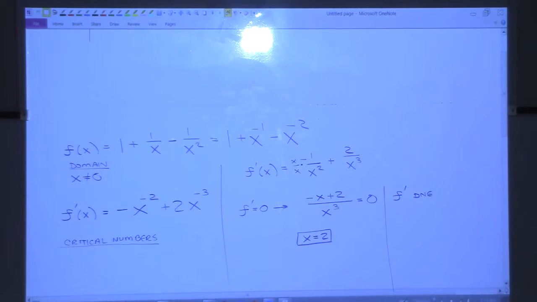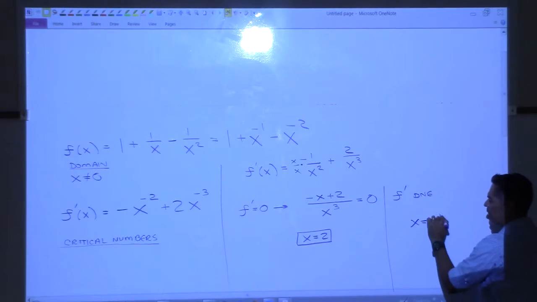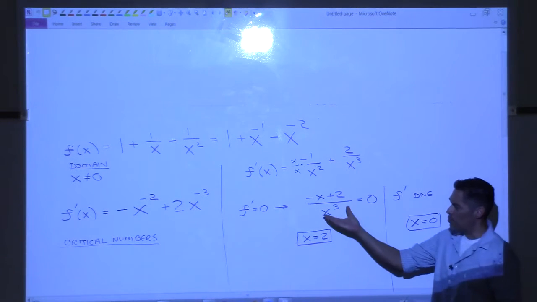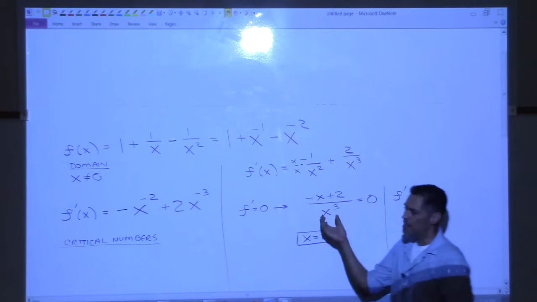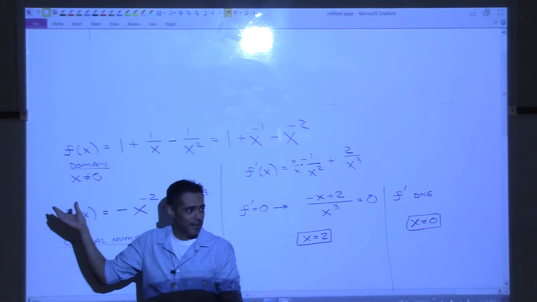At 0, right? Okay, so this is where it gets a little confusing, because can we say that 0 is a critical number? No, because 0 is not in the domain of the original function. So technically, even though this is a critical number in terms of looking at the derivative, it's not a critical number because that number is not allowed in the domain.